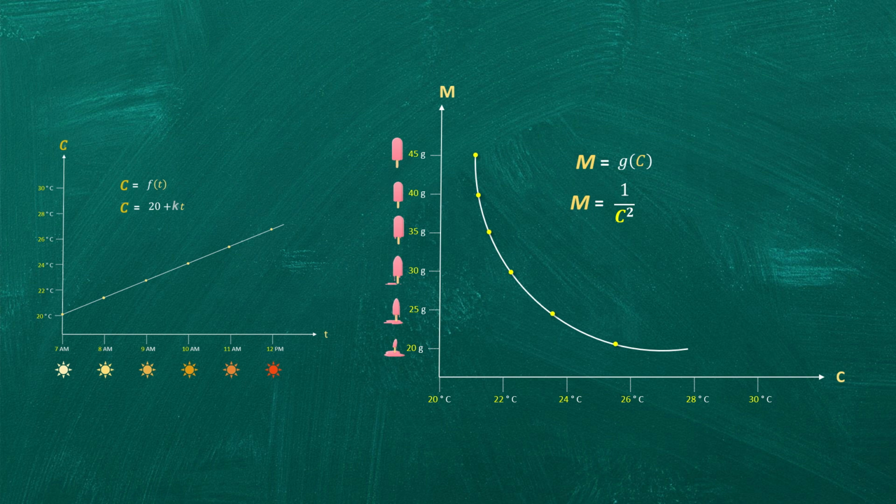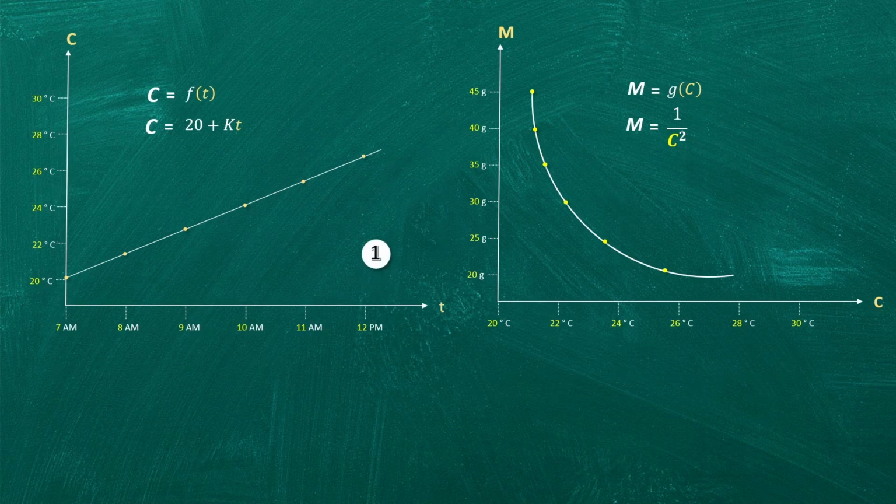We now have two functions. The first is temperature as a function of time, where time is the independent variable on the left. The second is the melting rate as a function of temperature, where temperature is the independent variable on the right.